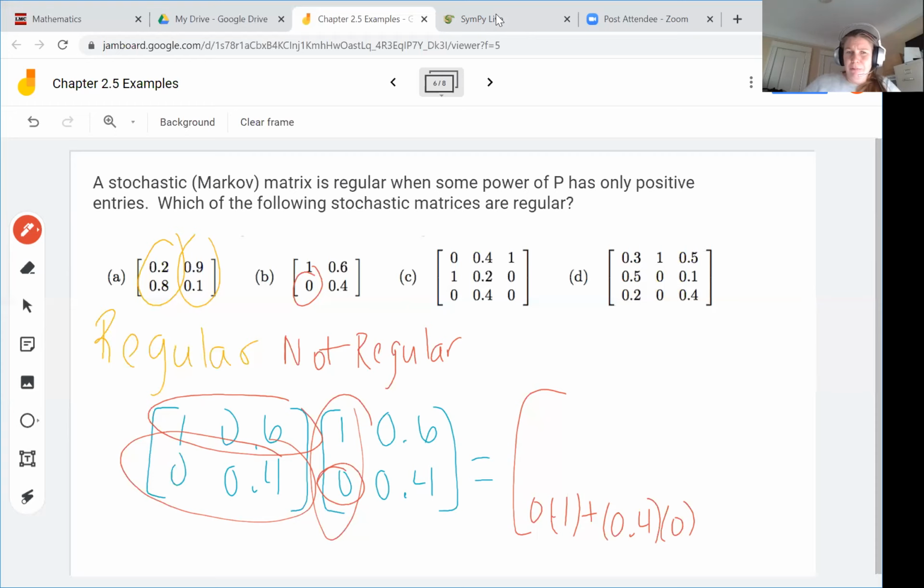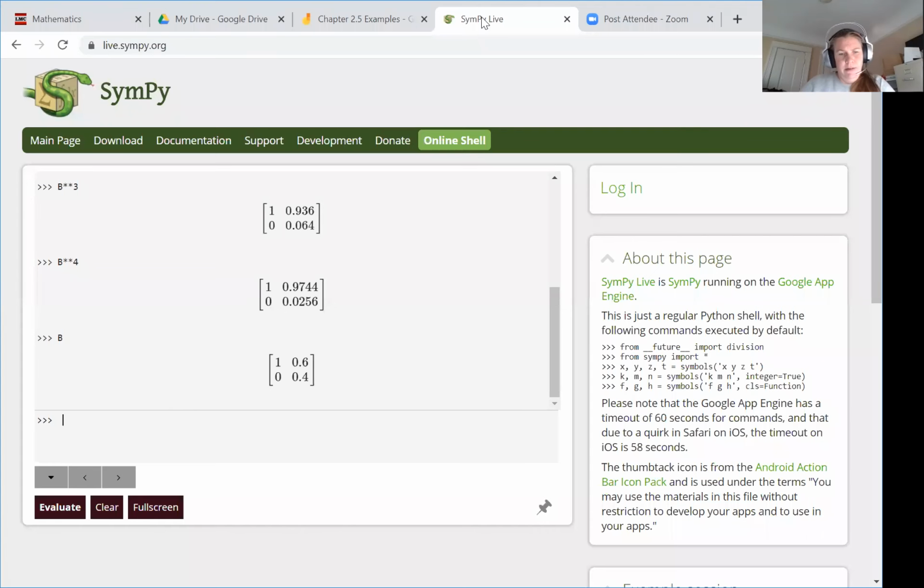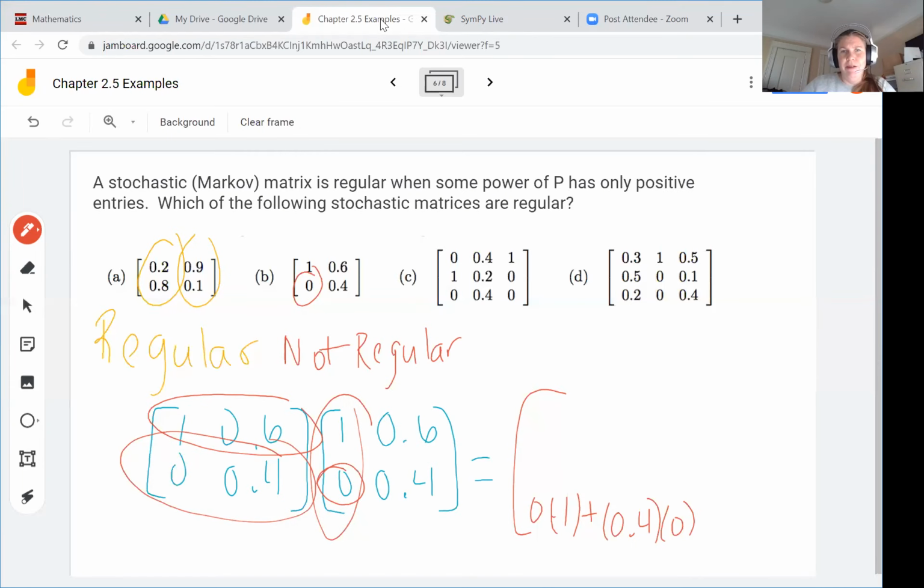All right, let's go check matrix C. Our first row of matrix C is 0, 0.4, and 1. And you can verify all the columns add up to 1. So this is a stochastic or Markov matrix.